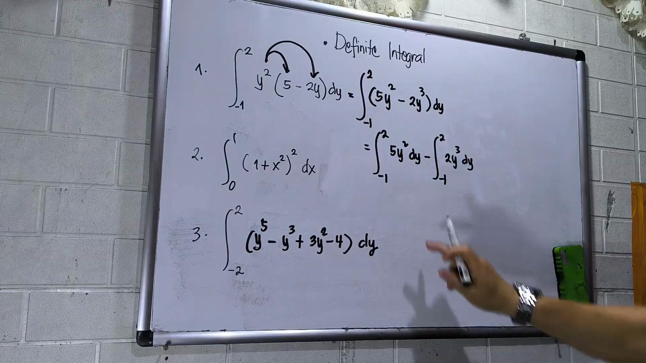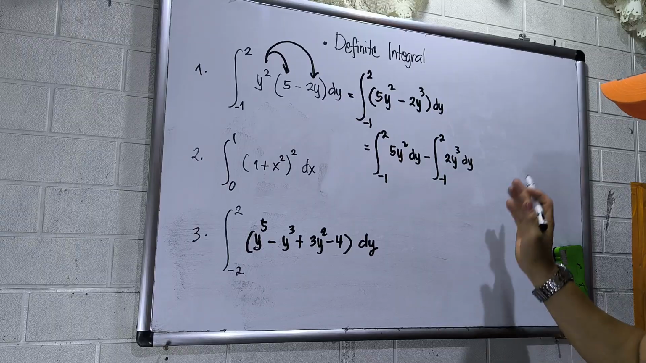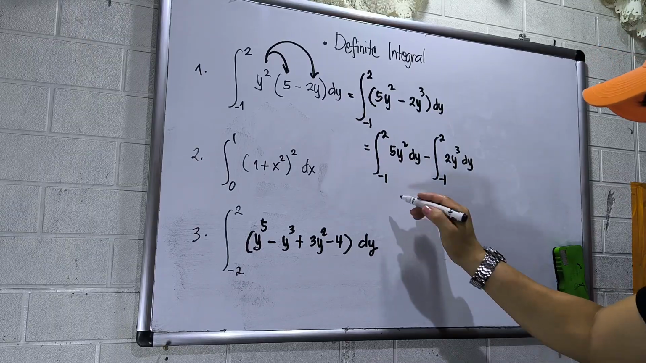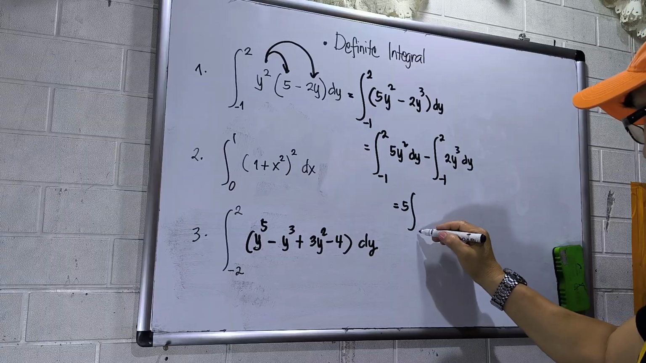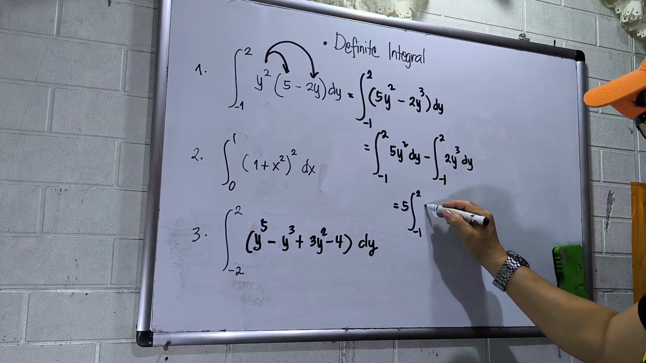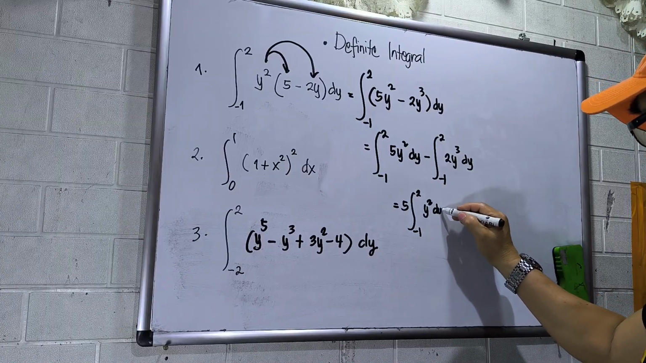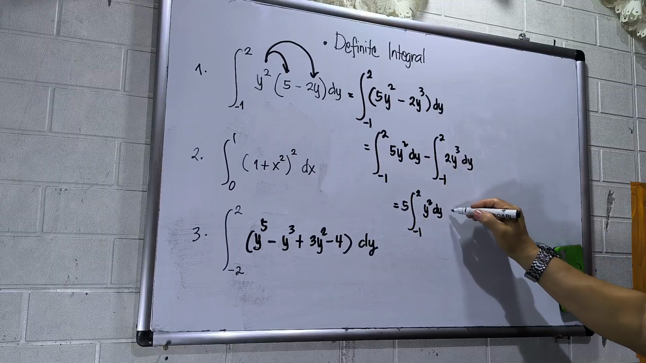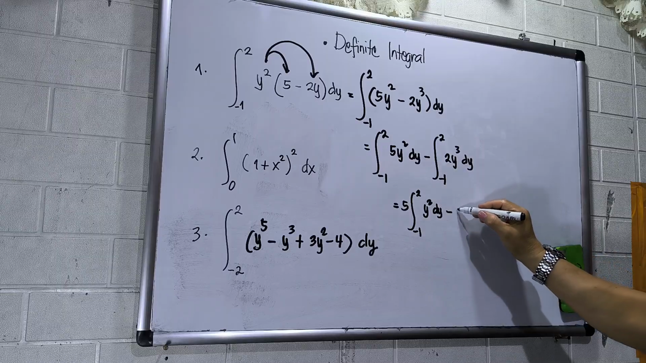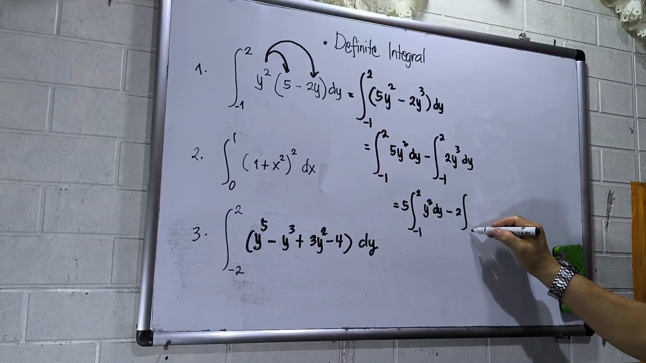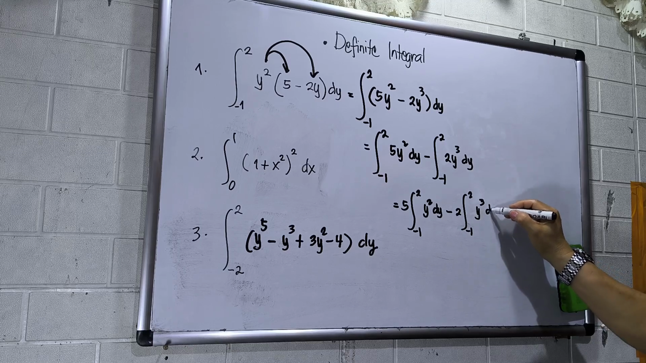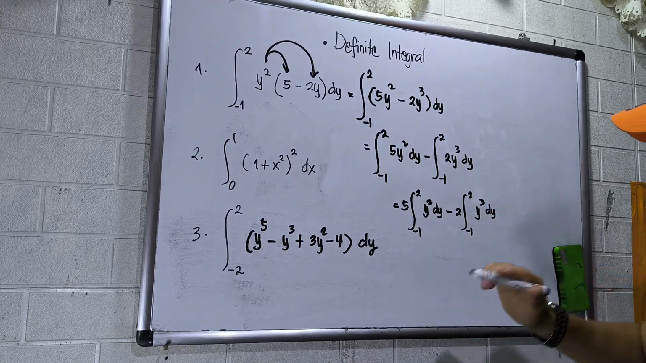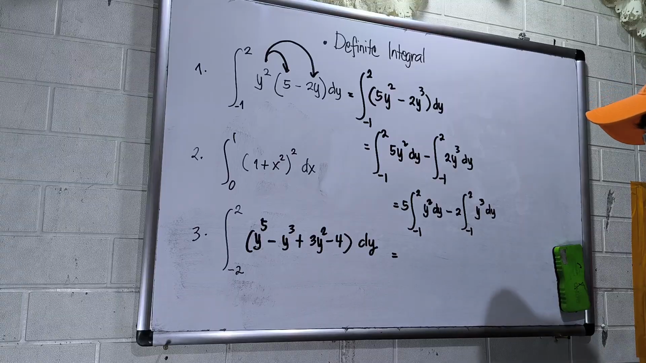Okay? Since 5 and 2 are constants, I have to place them before the integration symbol. So this will be 5 times the integral from negative 1 to 2 of y squared dy. Same with 2, it should be placed outside. So this will be 2 times the integral from negative 1 to 2 of y cubed dy. Okay? So integrate.